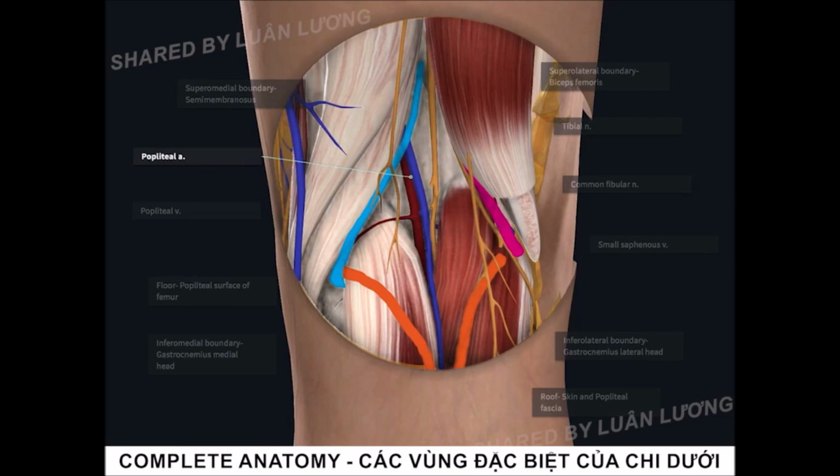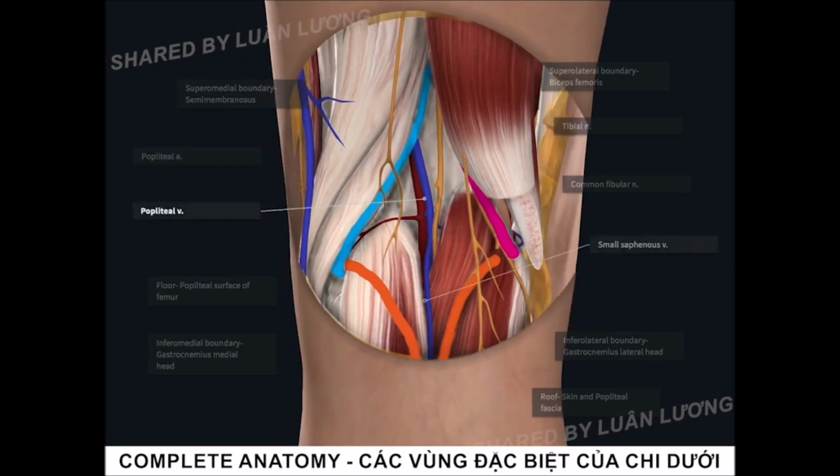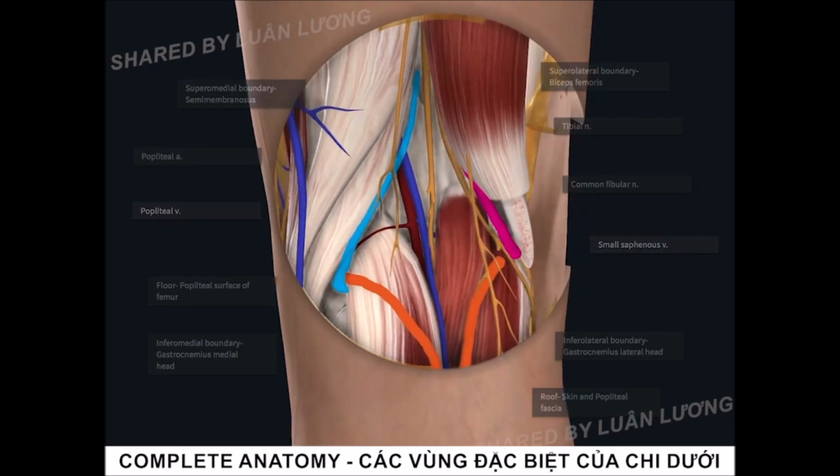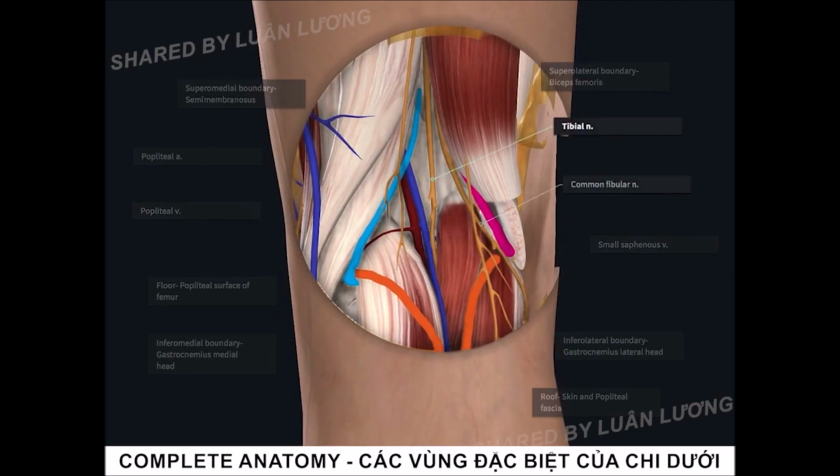Then as we come more superficially, the next structure we encounter is the popliteal vein. The most superficial of the contents are the nerves, the tibial nerve and the common fibular nerve. Recall that these are the two division points of the sciatic nerve.